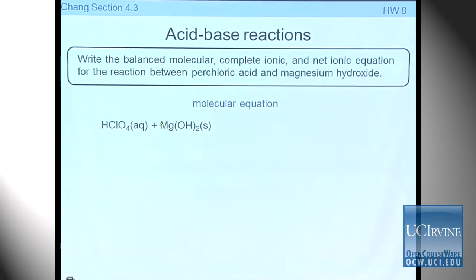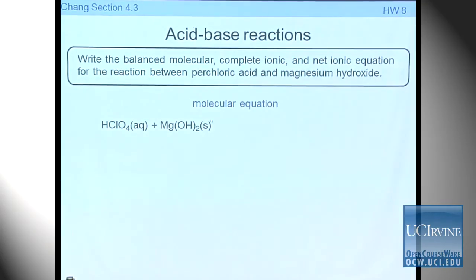Okay, once again. And this is magnesium hydroxide. Magnesium with two hydroxides attached because magnesium is 2+. So you need two hydroxides to make it neutral. Magnesium hydroxide happens to be a solid. That's not given here in the question, so I put it here anyway.